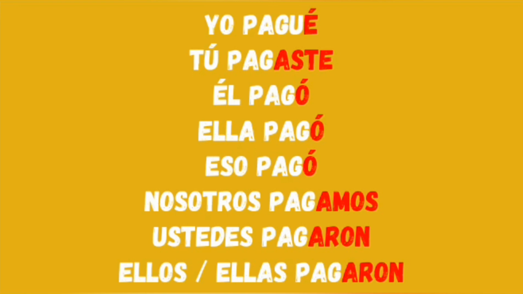Now to say you paid in the plural form, you have to say ustedes pagaron. Now to say they paid, if you're talking about a group of boys, you have to say ellos pagaron. And if you are referring to a group of girls, you have to say ellas pagaron. Okay, now let's go to the next irregular verb.